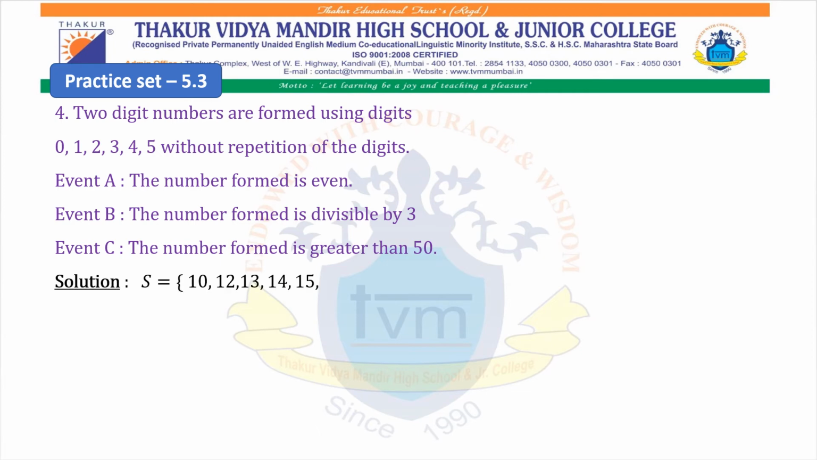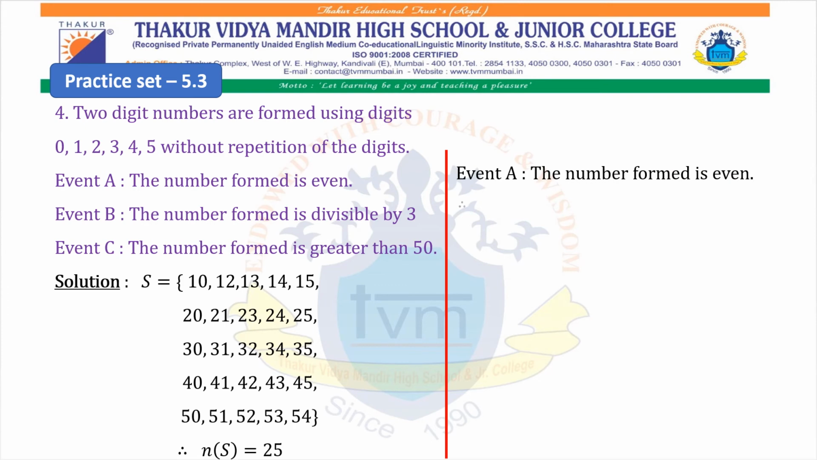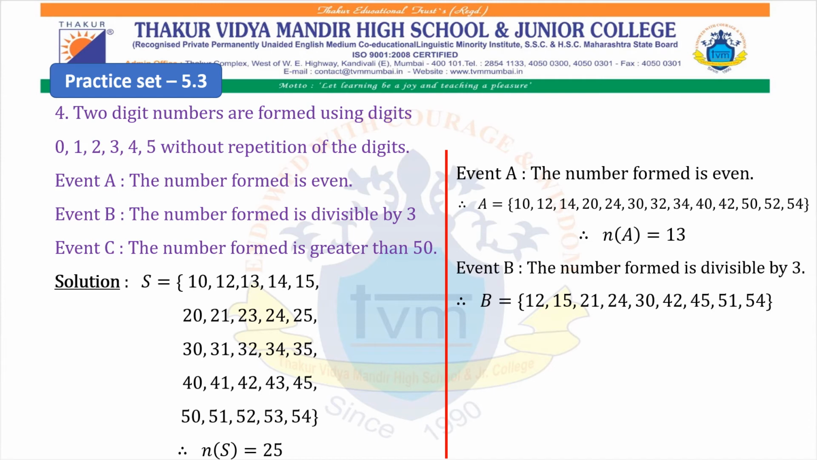Solution: S = {10, 12, 13, 14, 15, 20, 21, 23, 24, 25, 30, 31, 32, 34, 35, 40, 41, 42, 43, 45, 50, 51, 52, 53, 54}. Therefore, n(S) = 25. Event A, the number formed is even. So A = {10, 12, 14, 20, 24, 30, 32, 34, 40, 42, 50, 52, 54}. Therefore, n(A) = 13.